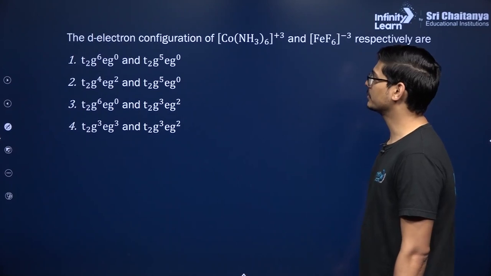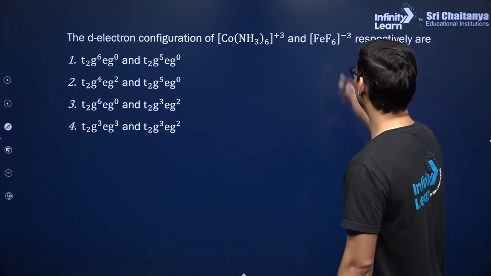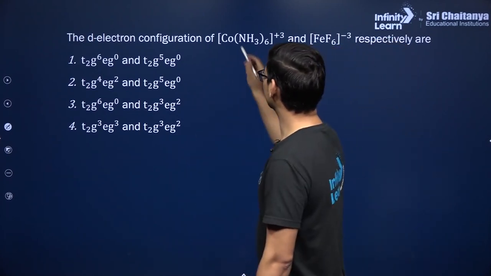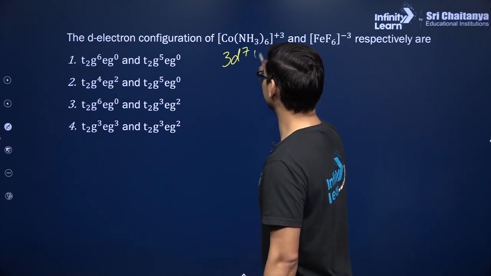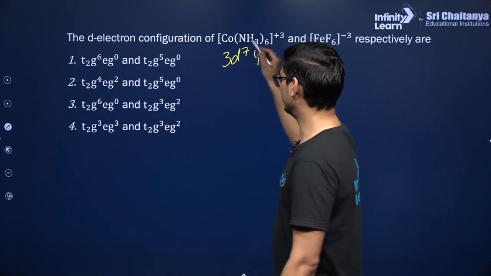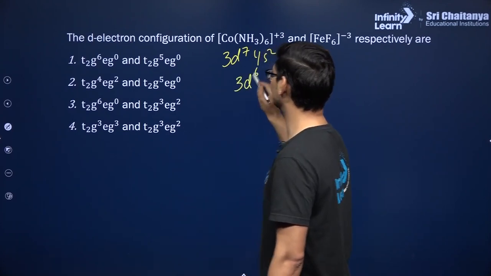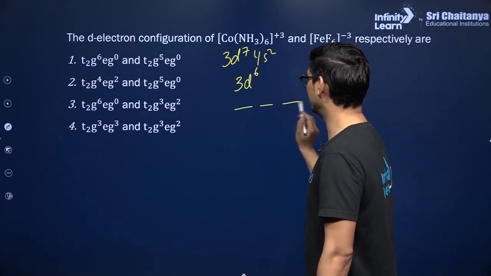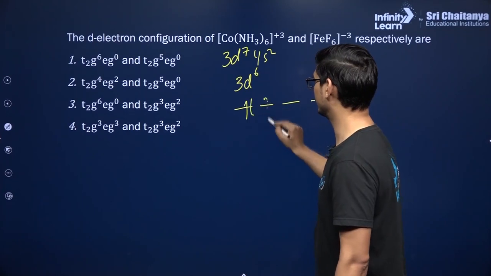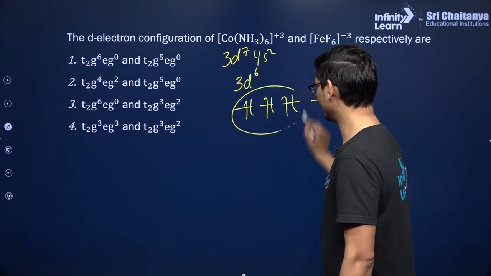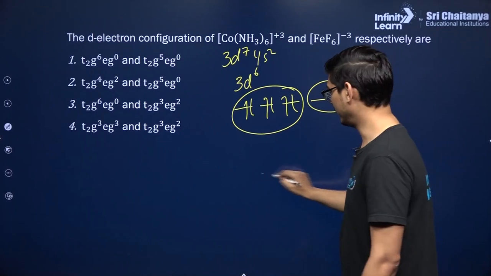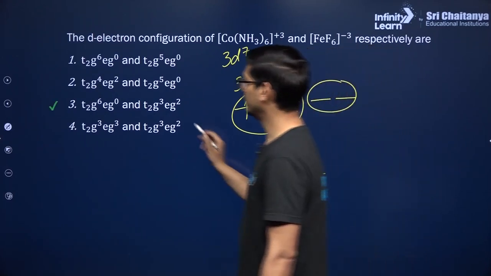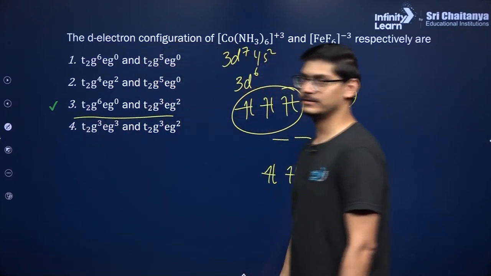The d electronic configuration of this hexaamminecobalt ion and hexafluoroferrite ion respectively are, so cobalt is 3d7 4s2, plus 3 meaning 3 electrons are gone, so this is 3d6. Now in this complex, ammonia behaves as a strong field ligand, so the d electrons are paired up, right? So this is t2g, and this is eg. So the configuration of cobalt is t2g6 and eg0.